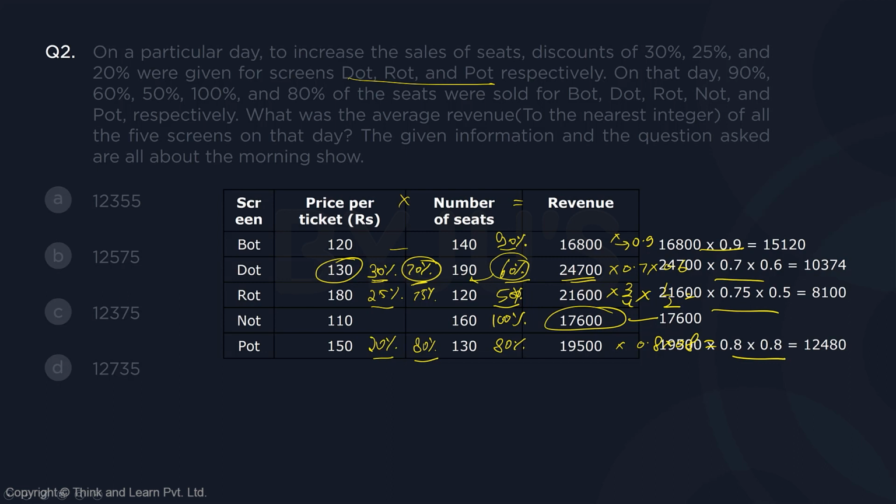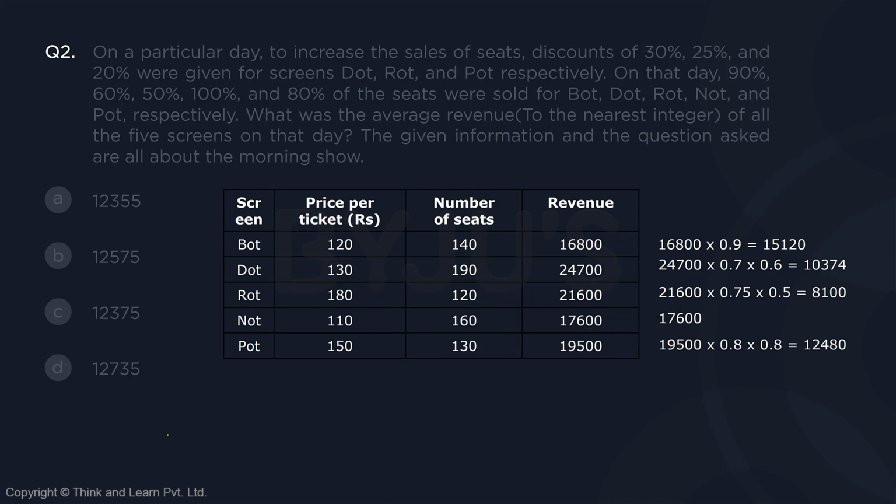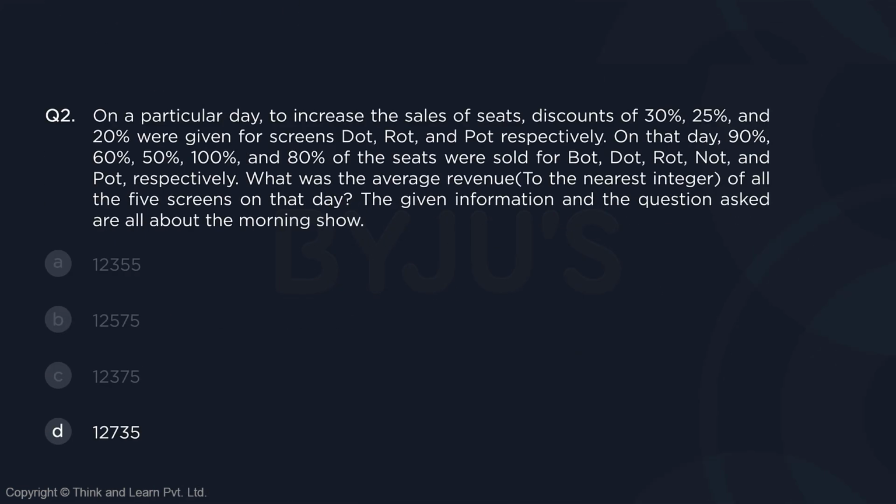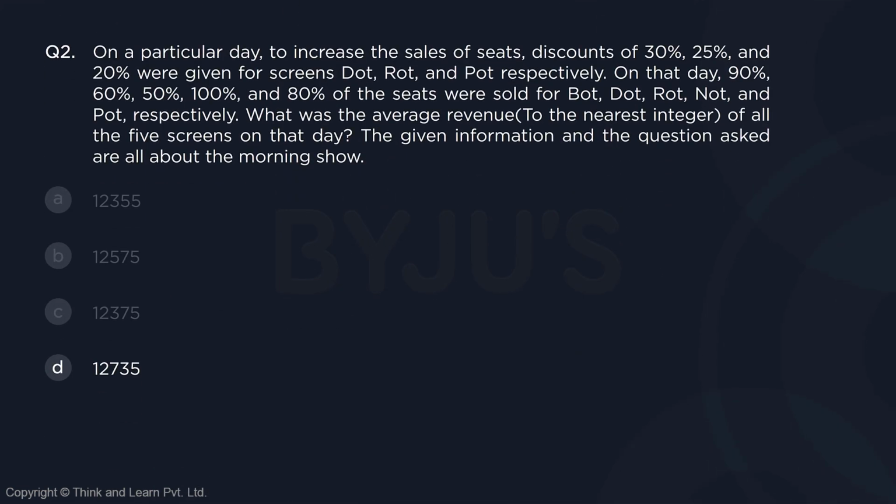Alright, let me erase the screen if it is clear to you. So this is what we have discussed, right? 0.9, 0.6 into 0.7, 0.75 into 0.5, basically 3 by 4 into 1 by 2, and 0.8 into 0.8. That gives you these values. Add them, it gives you 63674 divided by 5. That will be your answer. I hope it is clear. Very much doable set, must have been done in the test. Okay, so that's your answer.